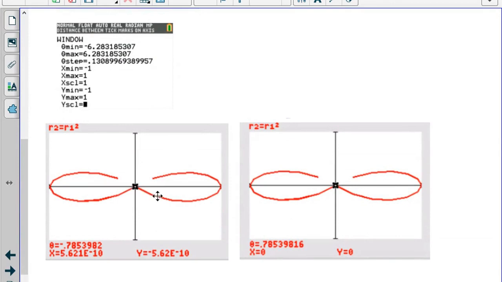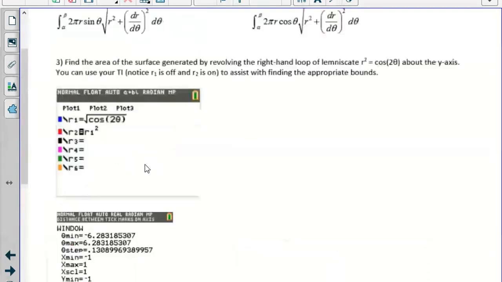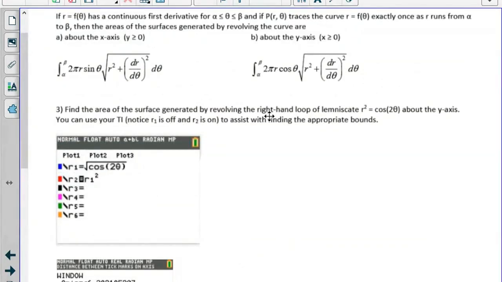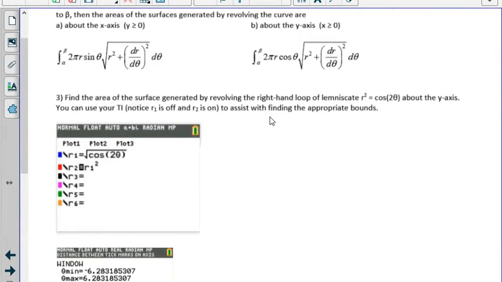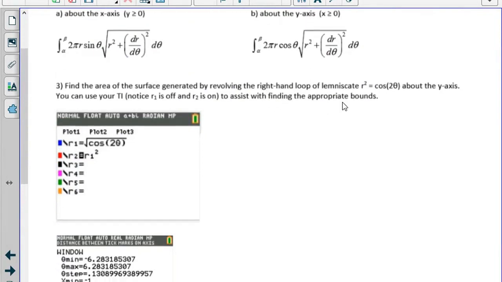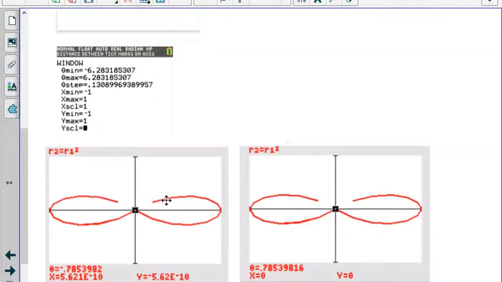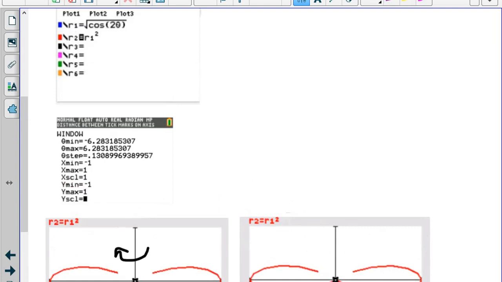So notice that negative pi over 4 to pi over 4 give us the bounds of one tracing of the right-hand loop. So now what we want to do is revolve this around the y-axis. So we're going to get a surface area that's associated with this thing getting revolved around the y-axis. That means it's going to get revolved this way, and so we'll get the surface area that's associated with that.